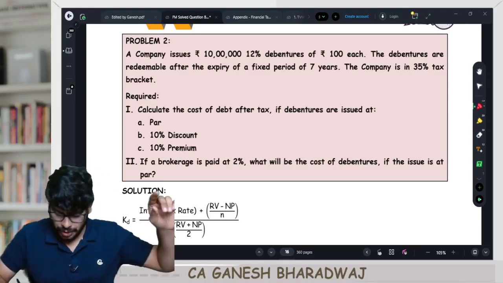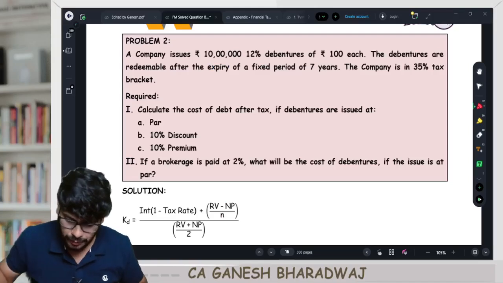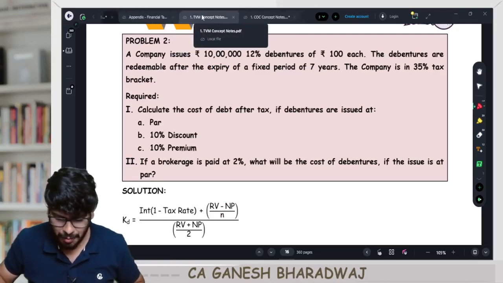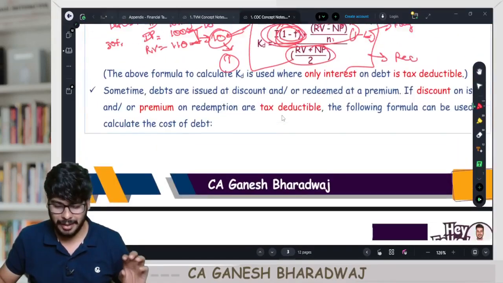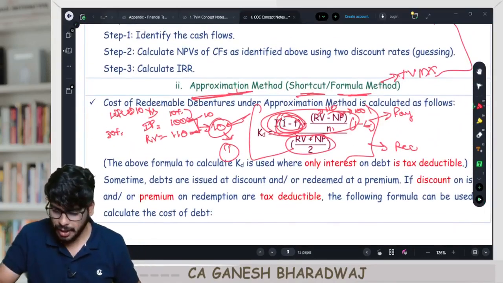And one more thing, guys. One more thing I want to tell you. Is this formula method correct? Is this the correct approach? Is the formula method I told you, whatever I taught you, is this correct?